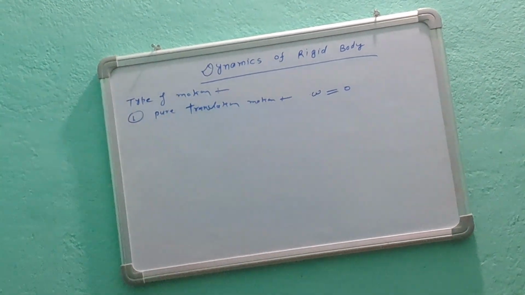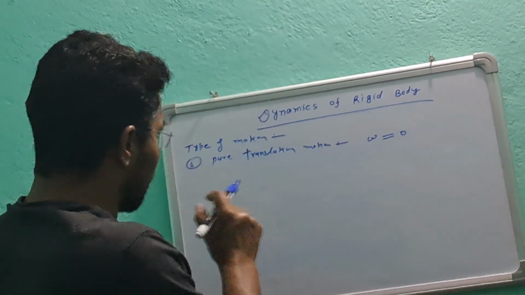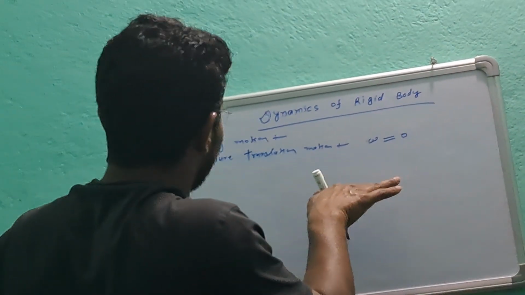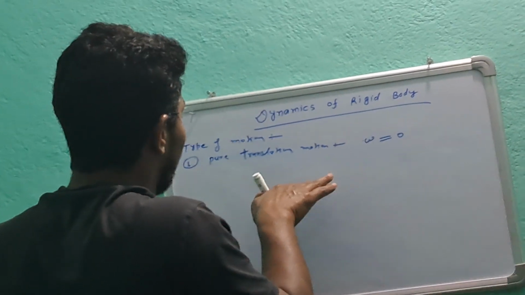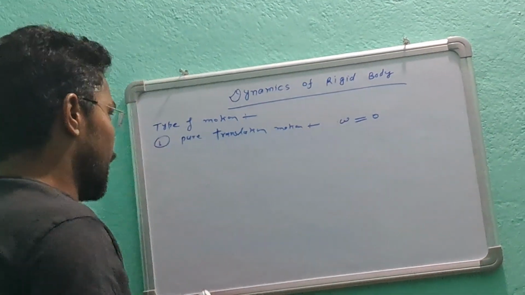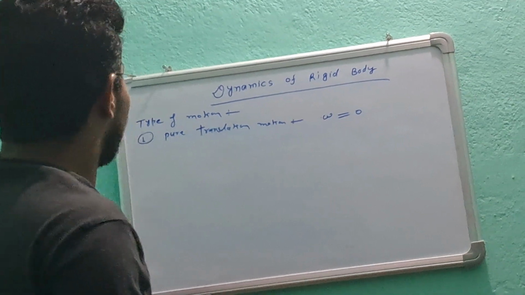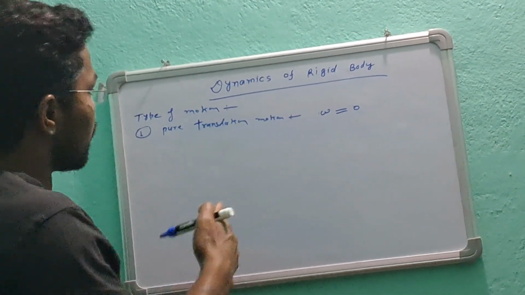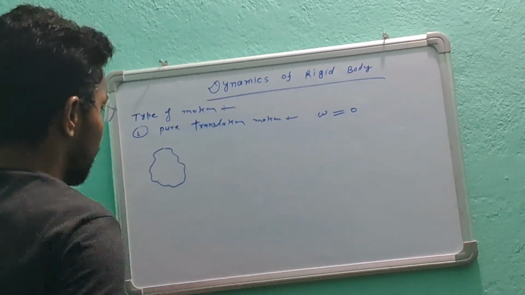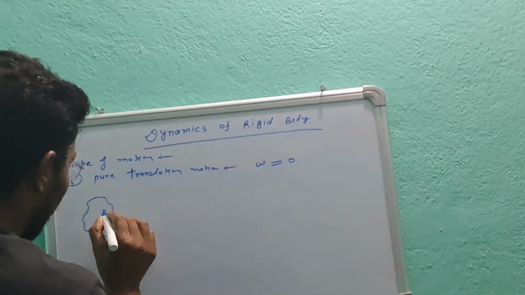In this motion, each and every particle of the rigid body will cover equal displacement in the same direction, and the velocity of each and every particle of the rigid body will be the same as that of the center of mass. This is the rigid body, and this is the center of mass.